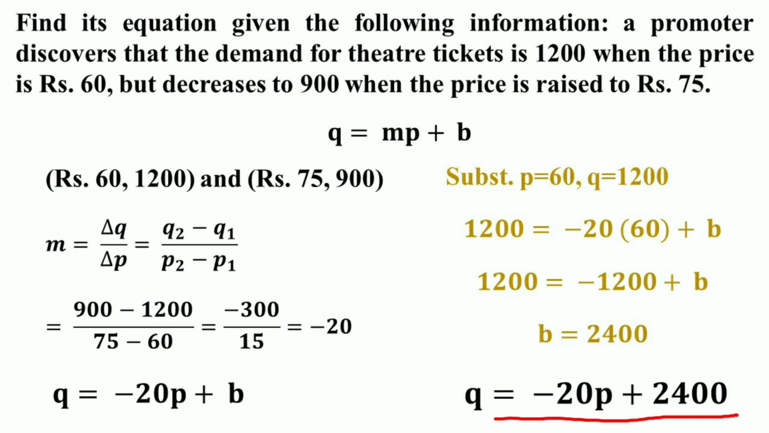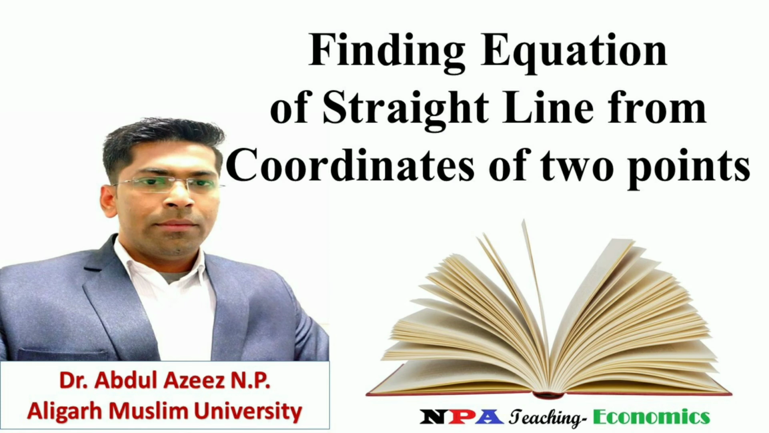It is interesting to note that once this equation is found, we can evaluate the demand for whatever the price is. You just substitute the value of price into this equation and you will get the demand. I hope you are clear about how to find the equation of a straight line from the coordinates of 2 points, or when the intercept term and the slope are given.